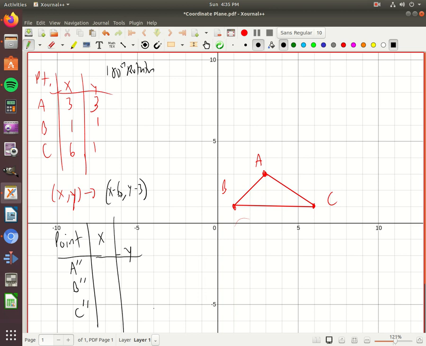For double prime, they asked us to go x minus 6 and y minus 3. So 3 minus 6, I'm just going to plug this x in. 3 minus 6 is -3, and 3 minus 3 is 0. For point B, 1 minus 6 is -5, and 1 minus 3 is -2, and then 6 minus 6 is 0, and 1 minus 3 is -2, and I'll plot these points.